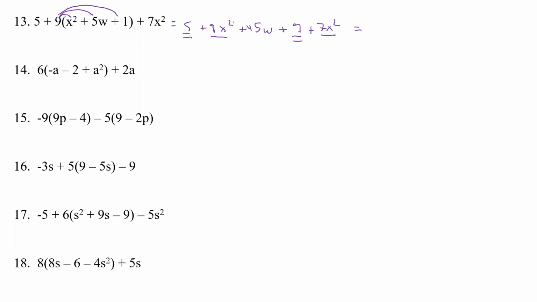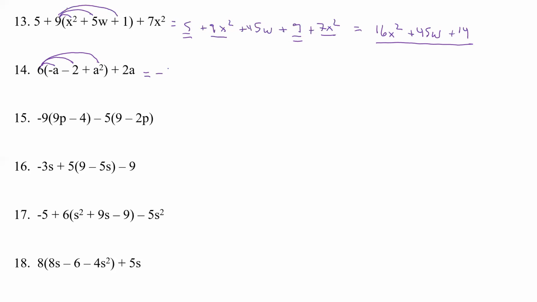So 9 plus 7, 14, 15, 16x squared. And then we'll write the w next because it's still the variable. So 45w. Then 5 plus 9, that's 14. Okay. And that would be our simplified version of the expression that was given to us. All right. Again, I'm running through these quickly because hopefully you've already worked them and you're just checking your answer.